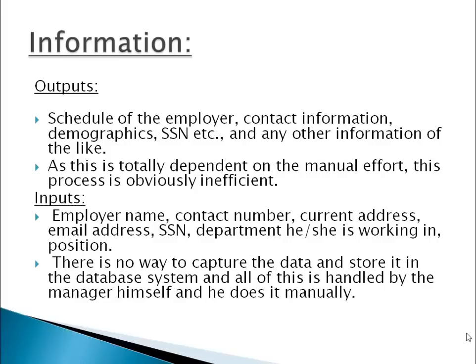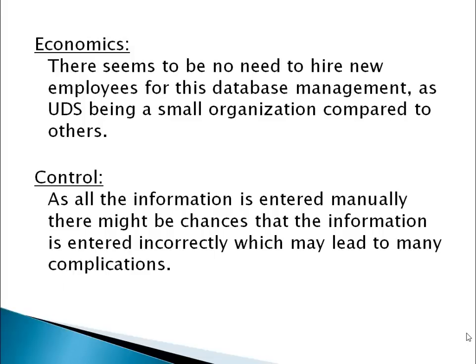Coming to the information part, the outputs of this system are mainly to know about the schedule of the employee, contact information, demographics, SSN, and so on. Coming to the inputs, they are mainly employee name, contact number, current address, email address, and the department he is assigned to. The next part is the economics. As university dining services is a small organization, and the number of part-time employees is less in comparison to the full-timers, I think there is no need for extra staff to be hired for maintaining the system, and this can be easily maintained by the existing employees.